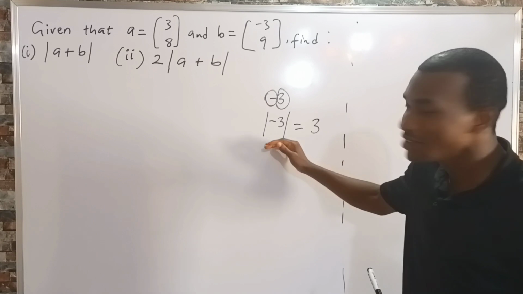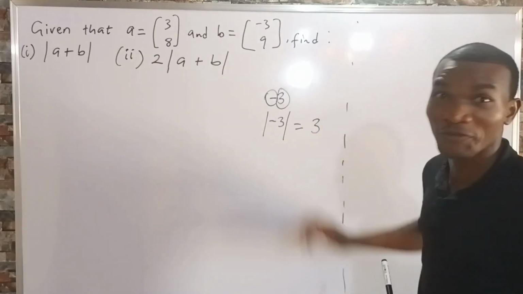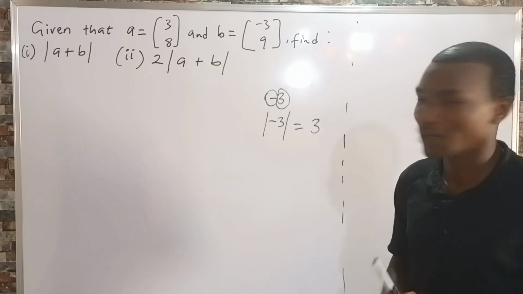And what does absolute value mean in this very case? It simply means remove every attachment in this very 3 and give us the real value of 3, which is 3. That is the meaning of absolute value. Let's read out the question.